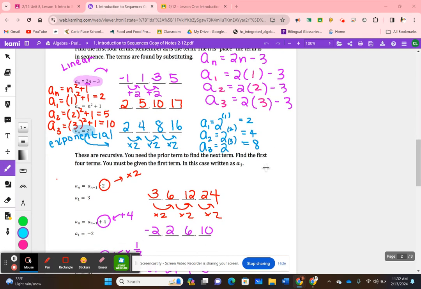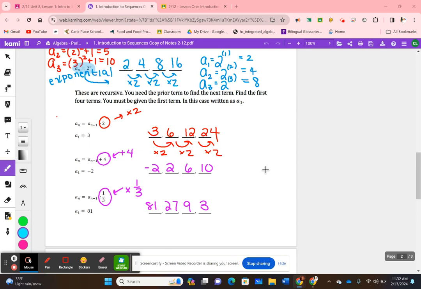Now, the next ones are recursive, and we're not going to test you on recursive. We're just showing you this so that you're exposed to it. A recursive formula tells you where to start and tells you what to do. The A sub 1 tells you to start at 3, and then the formula above it says times 2. That means to find each successive number, you would multiply by 2. Then the next one says start at -2 and add 4. Then the next one says start at 81 and multiply by 1/3.